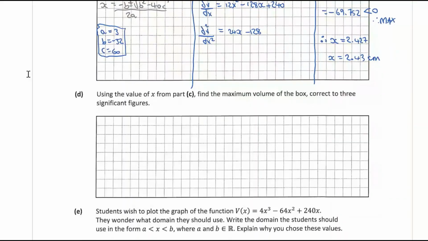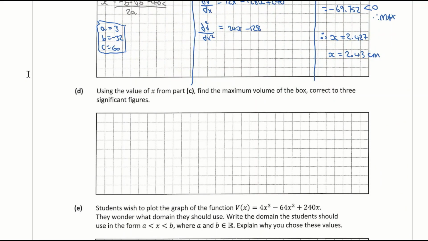Looking now at part D, use the value of x from part C, find the maximum volume of the box, correct to 3 decimal places, or 3 significant figures again, actually. So the volume of the box we have from part B. Our volume was written as 4x cubed minus 64x squared plus 240x. And all we're doing here is subbing in our value of x. So 4 bracket something cubed minus 64 something squared plus 240 times something, and I'm subbing in my value for x from part C, which was 2.43.